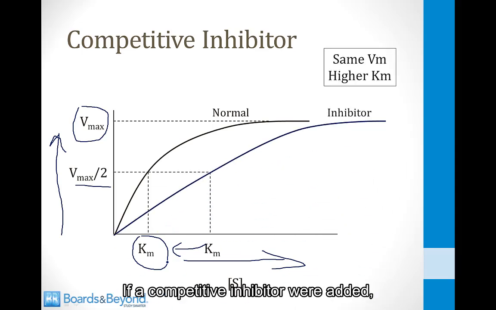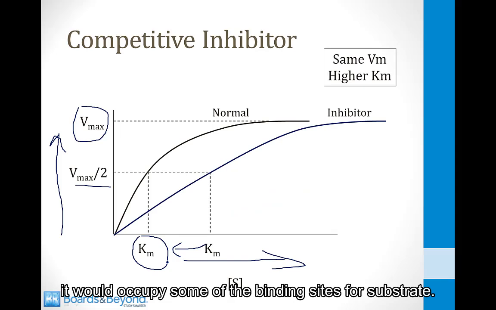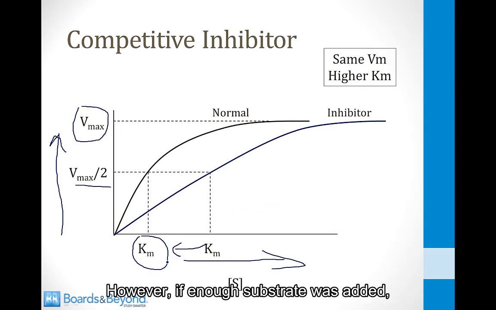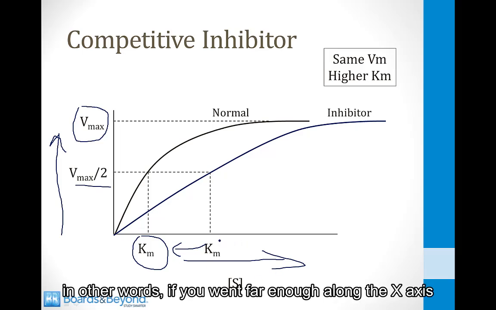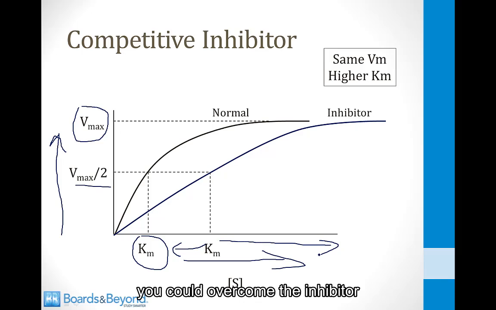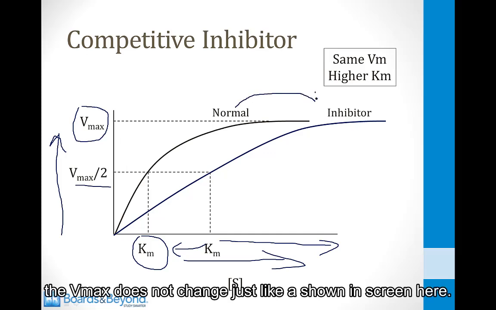If a competitive inhibitor were added, it would occupy some of the binding sites for substrate. However, if enough substrate was added, in other words, if you went far enough along the x-axis to the right, you could overcome the inhibitor and still achieve the same Vmax. What this means is that when you add a competitive inhibitor, the Vmax does not change, just like I've shown on the screen here.